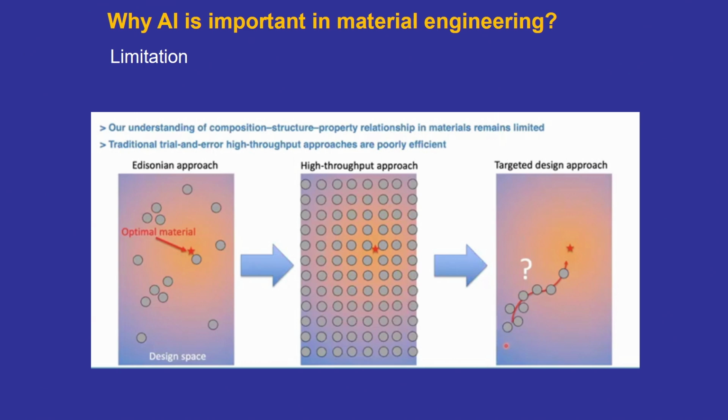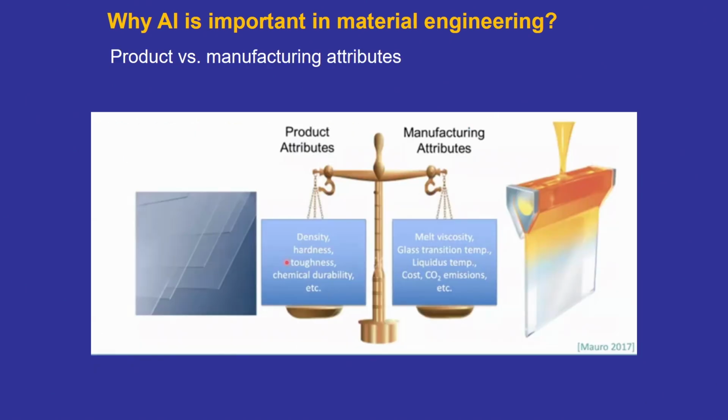That means you want to achieve a targeted property for a particular material synthesis. But on top of which you have another thing to be added, that is the manufacturing attributes. I can make a material in small quantity in lab, but when you want to make a large piece or in large numbers, in order to manufacture and sell, I have something else to be taken care of. So, I have to talk about product attributes like density, hardness, toughness, many other things, as well as manufacturing ability like viscosity, glass transition temperature, liquidus temperature, cost, CO2 emissions, environmental impact, all these must be taken care of. So, these attributes are never considered when you are designing a material or discovering a material in the lab.